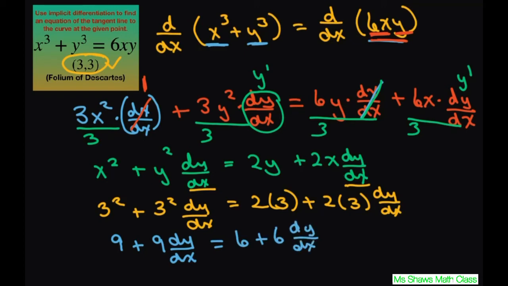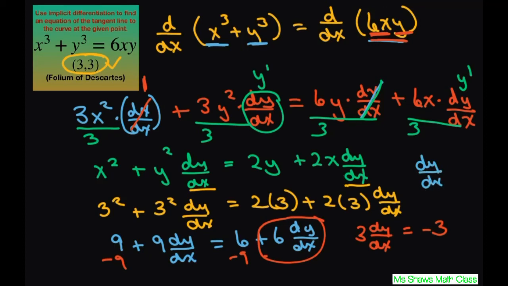dx. Now, let's go ahead and solve for dy dx. So I'm going to subtract this from both sides, and I get 3 dy dx equals, and subtract the 9 from both sides, equals negative 3. So I know I'm squeezing it in here. Divide both sides by 3. dy dx equals negative 1. So that's your gradient or your slope.